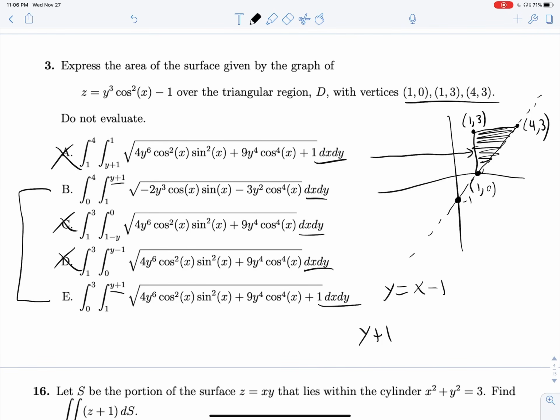But if we take a look at our bounds on y, well, y begins at 0 and ends at 3. Those are just our mins and maxes. And so b is out, and e is our answer.